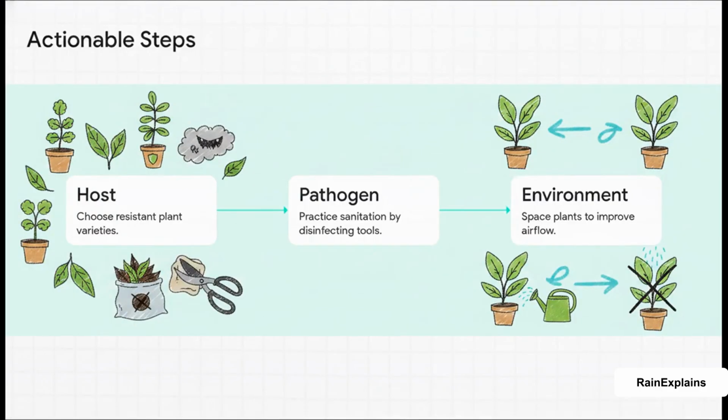Finally, destroy that favorable environment. Something as surprisingly simple as spacing your plants out to improve airflow or watering right at the base of the plant instead of overhead can work absolute wonders. You instantly eliminate the high humidity and wet foliage that fungi and bacteria so desperately need to reproduce.